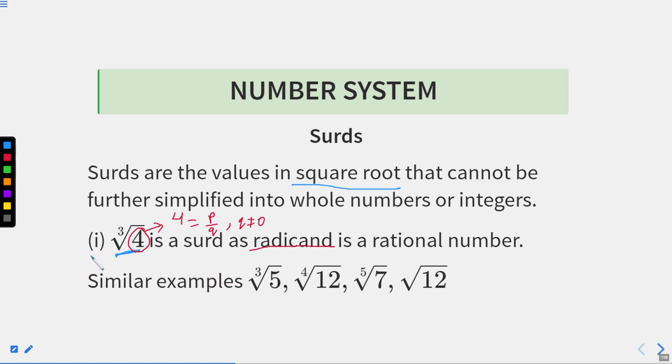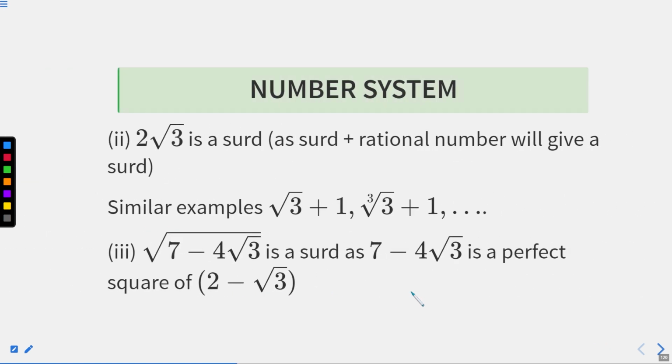Okay. Now let's see similar examples. Cube root of 5 is also a surd. Fourth root of 12 is also a surd. Fifth root of 7 and the square root of 12. These are all examples of surds. I hope this is clear. Let's move on.